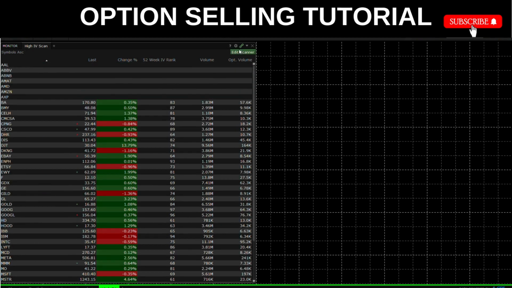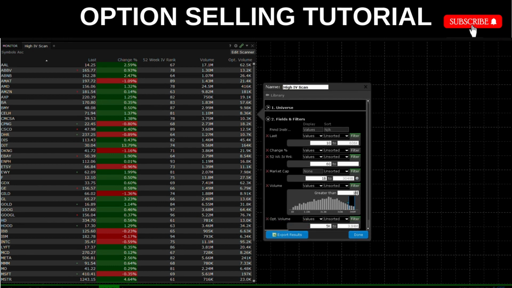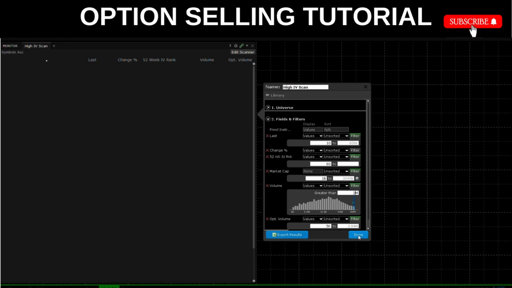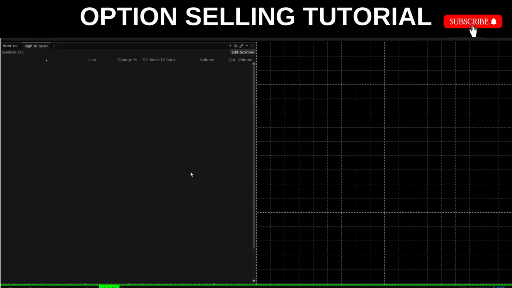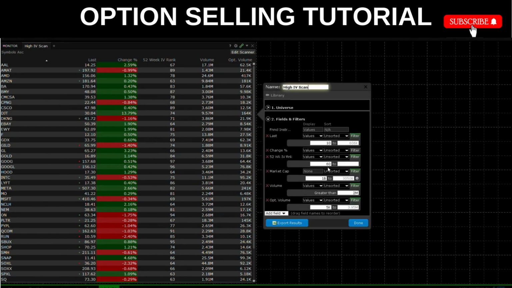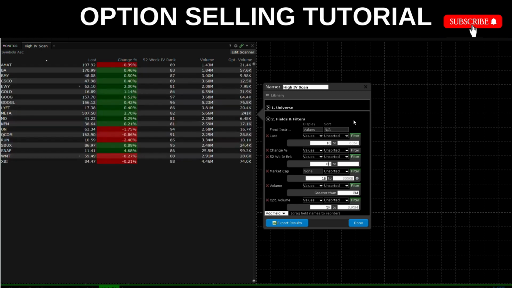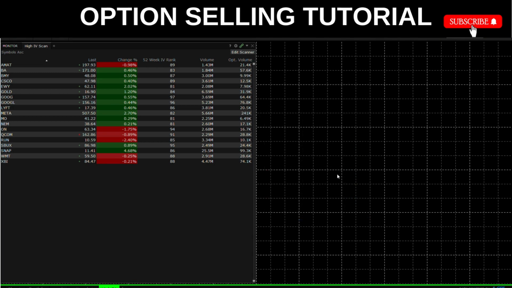It's still so much, so we need to narrow down. One thing we can do is to increase the volume, so that these will be very highly liquid stocks. Again, it's too much, we need to reduce it. Implied volatility also very high, 80 plus. Okay, this is something that is manageable. That should be fine.